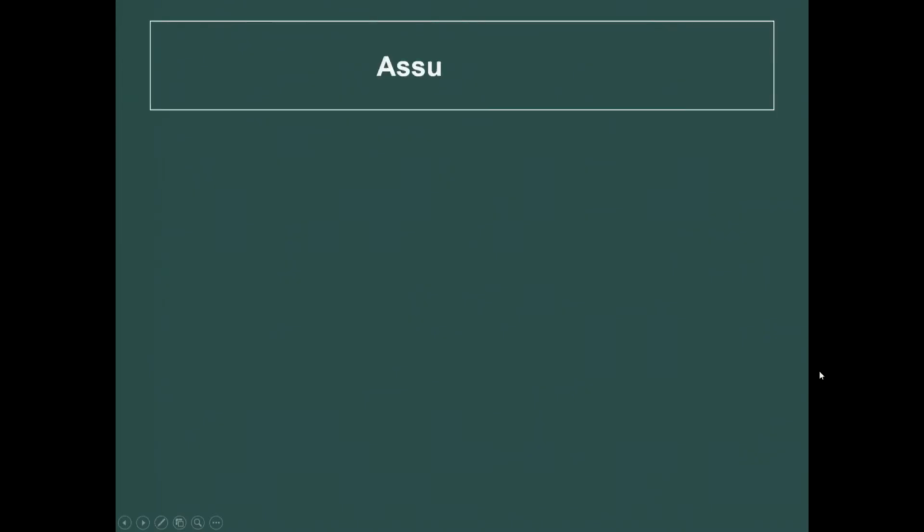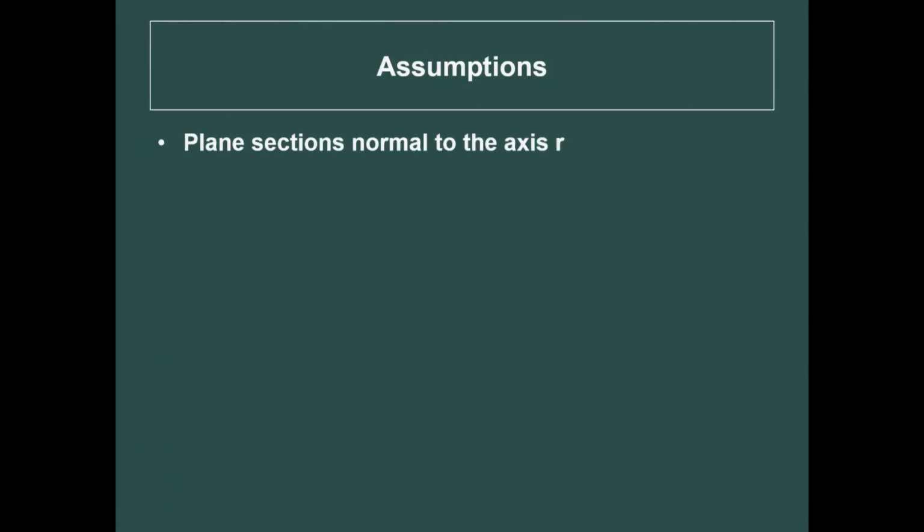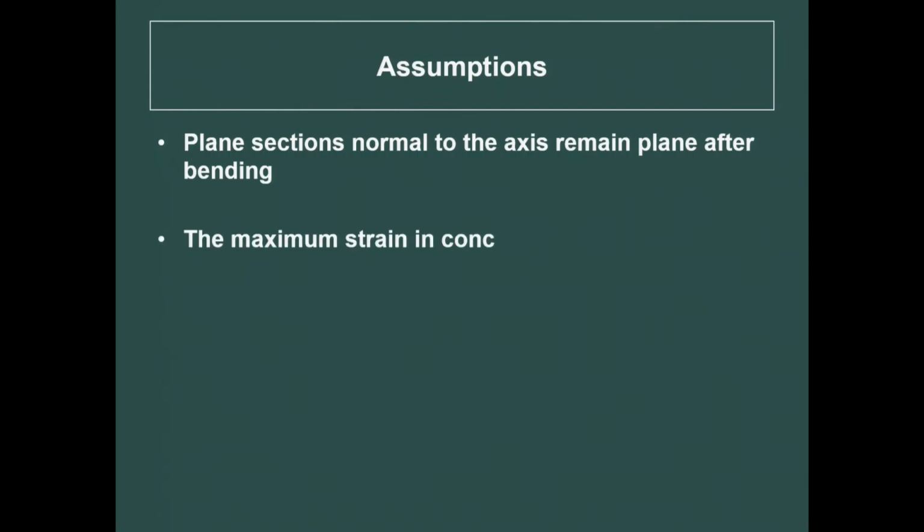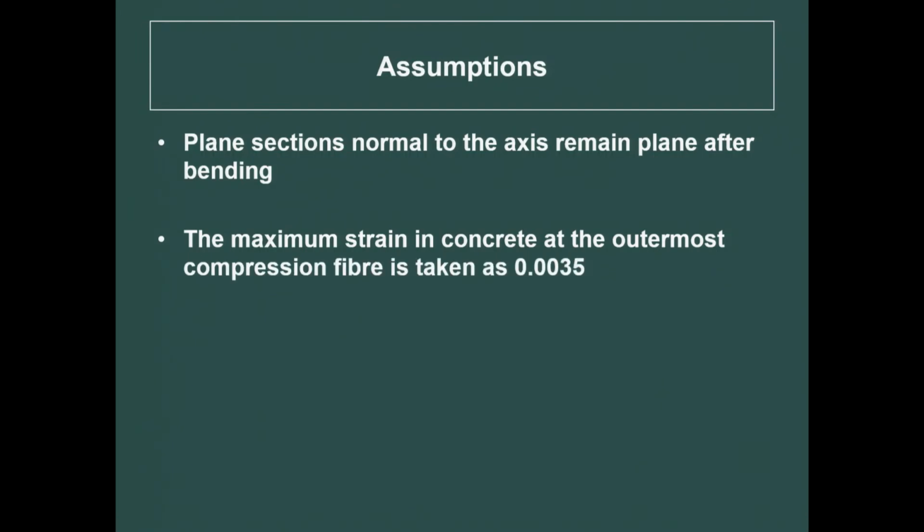And so, if we can see, there will be certain assumptions: that plane sections normal to the axis remain plane after bending. The maximum strain in concrete at the outermost compression fiber is taken as 0.0035. The tensile strength of the concrete is ignored.